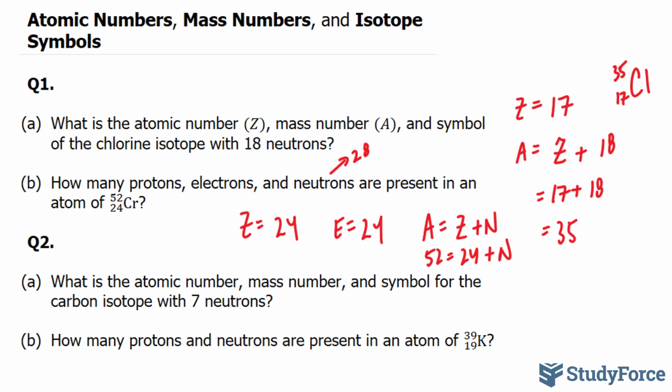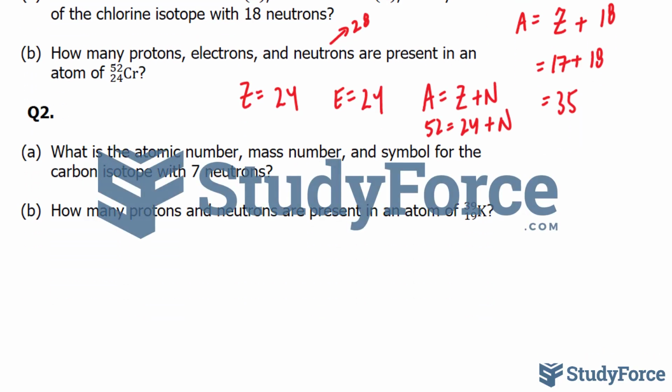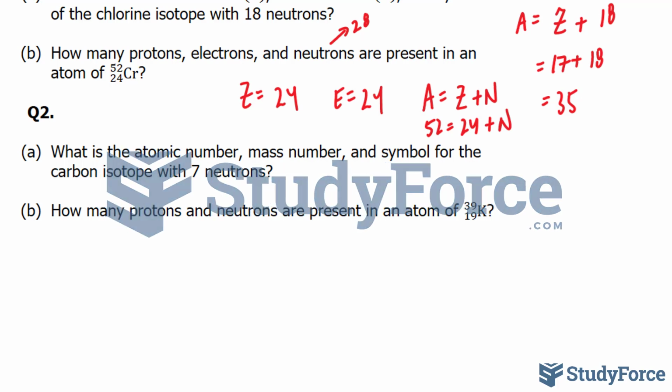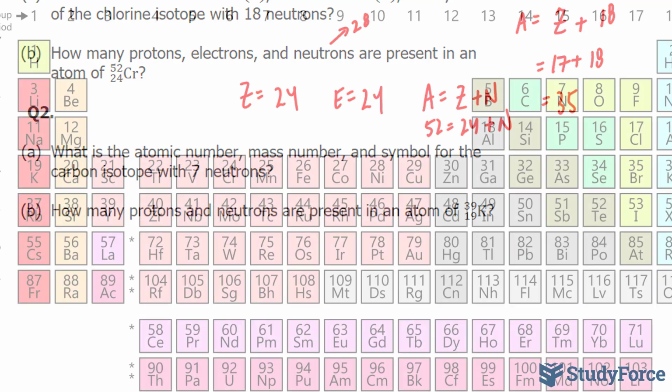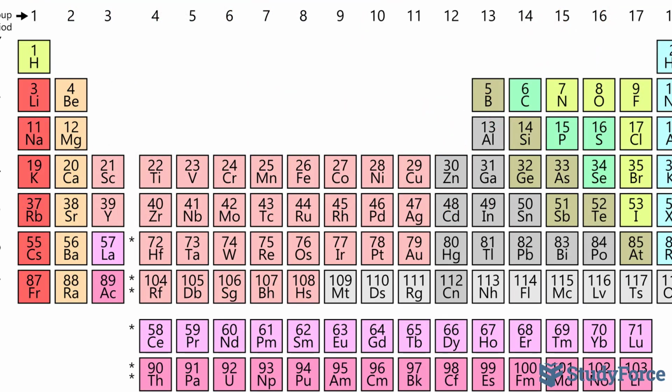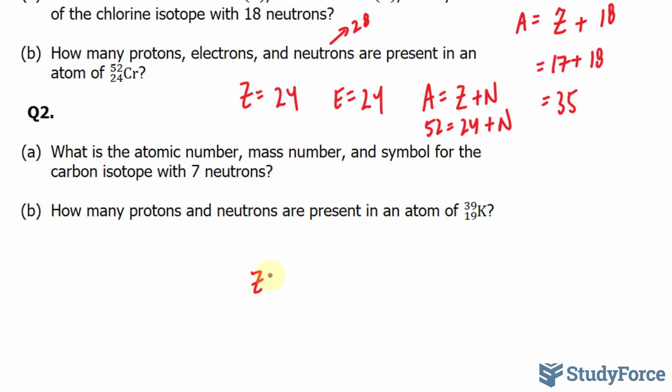Let's try a similar example in question 2. What is the atomic number, mass number, and symbol for the carbon isotope with 7 neutrons? Once again, here's the periodic table. And once you've spotted carbon, you'll notice that it contains 6 protons. So our atomic number, which I'll represent by the letter Z, is 6.